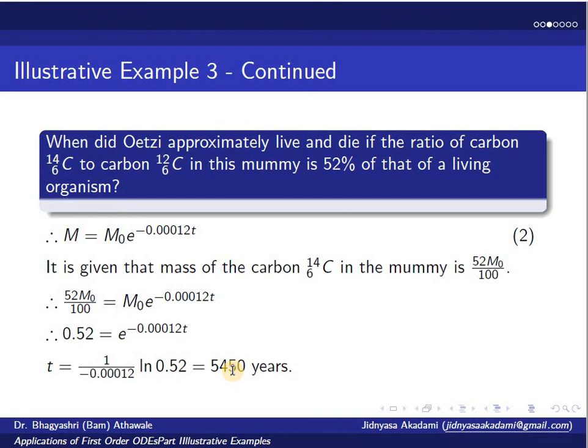Now you can guess it also, because the half-life period of 14C6 is 5715 and it remains 52%, that means just more than half, and therefore the age is just less than the half-life period, which is 5450 years.